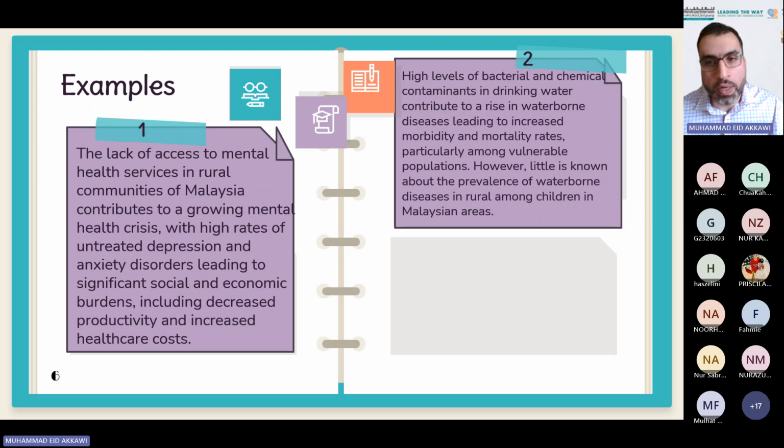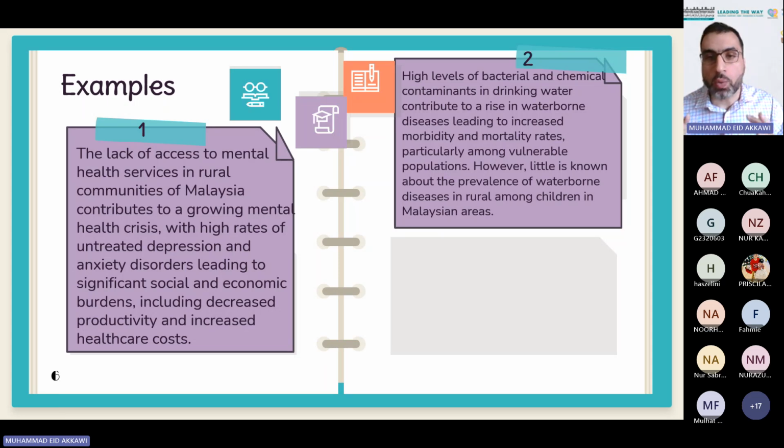Okay, so what if this increases? What will be the consequences? It leads to increased morbidity and mortality rates, particularly among the vulnerable population. When we say vulnerable or special population, we are talking, for example, about those who have immunodeficiency, children, geriatrics, pregnant women, etc. So in the next one, we will specify which of these populations we are going to study.